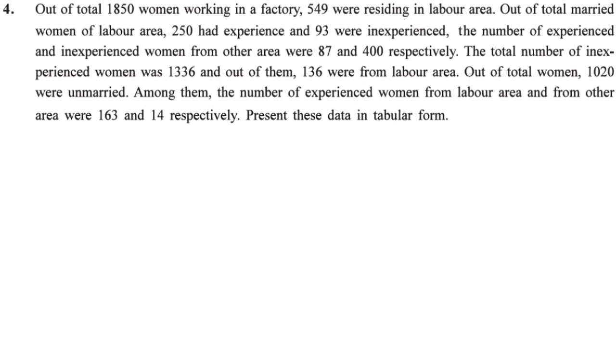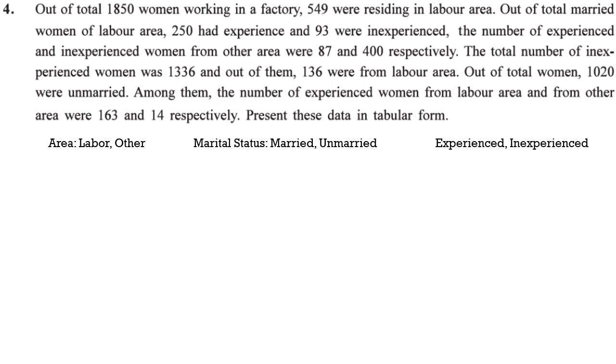Out of total married women, married is something, labor area 250 had experience, so experience is also there: experienced and inexperienced. Okay, so the first attribute is area, labor and other. Men has not been mentioned in the whole question, so we are not getting gender here because only one gender is there, so there is no need for distribution. Second is the marital status, married and unmarried. And the last one is the work experience, that is experienced and inexperienced.